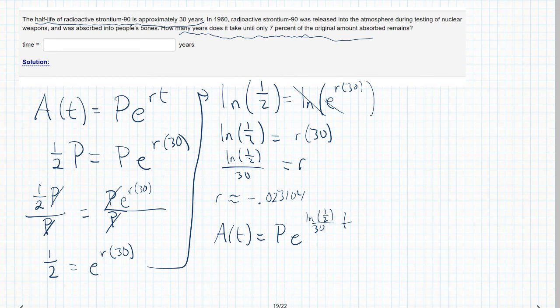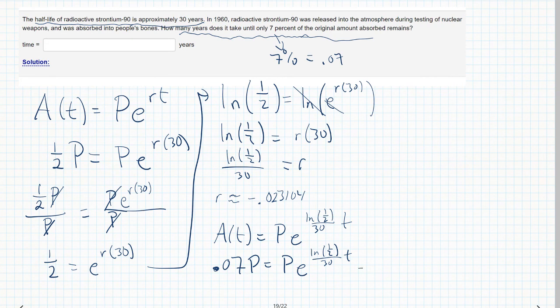So 7% is 0.07. So keep that in mind. That means we go 0.07 P, because whatever our original amount is, equals P e, then we have natural log of 1/2 divided by 30 raised to the t power.